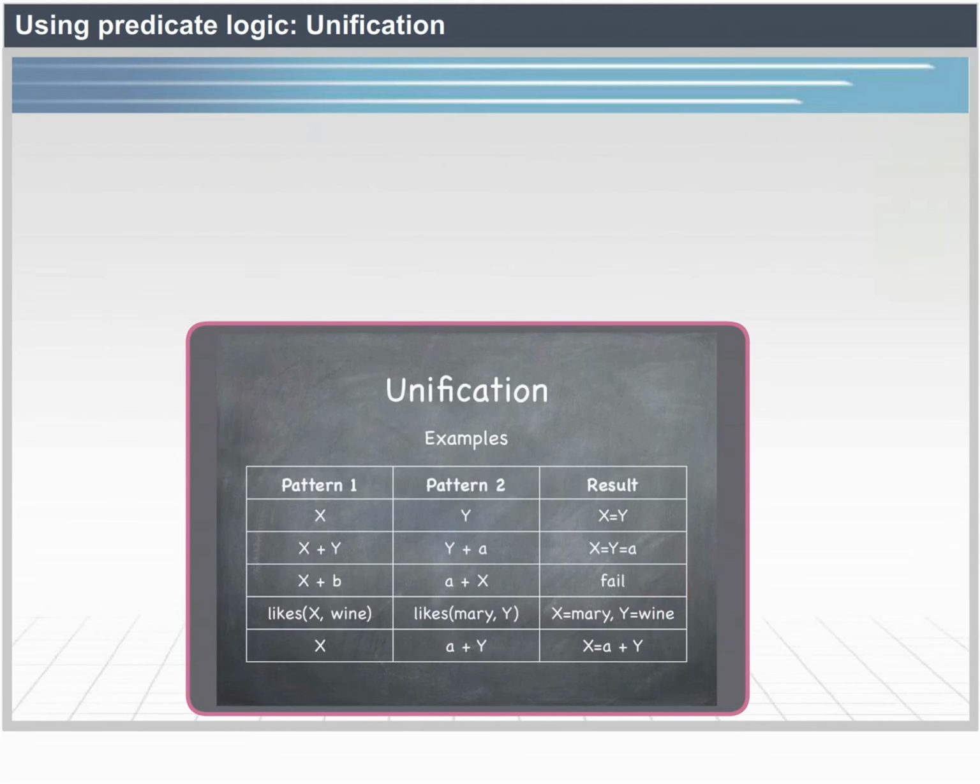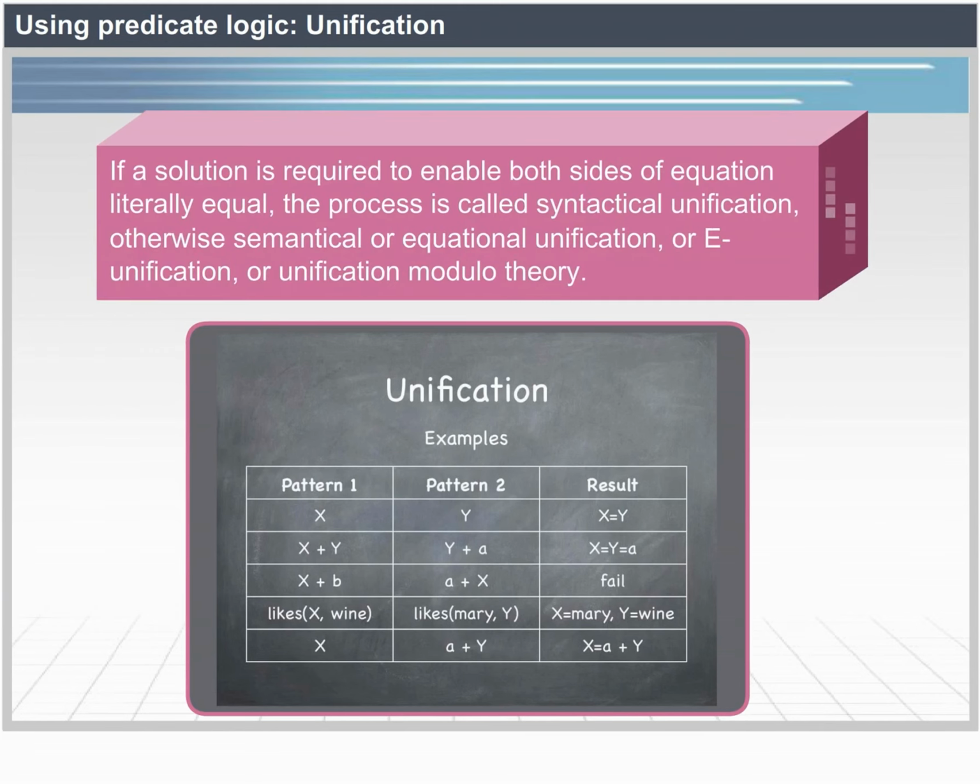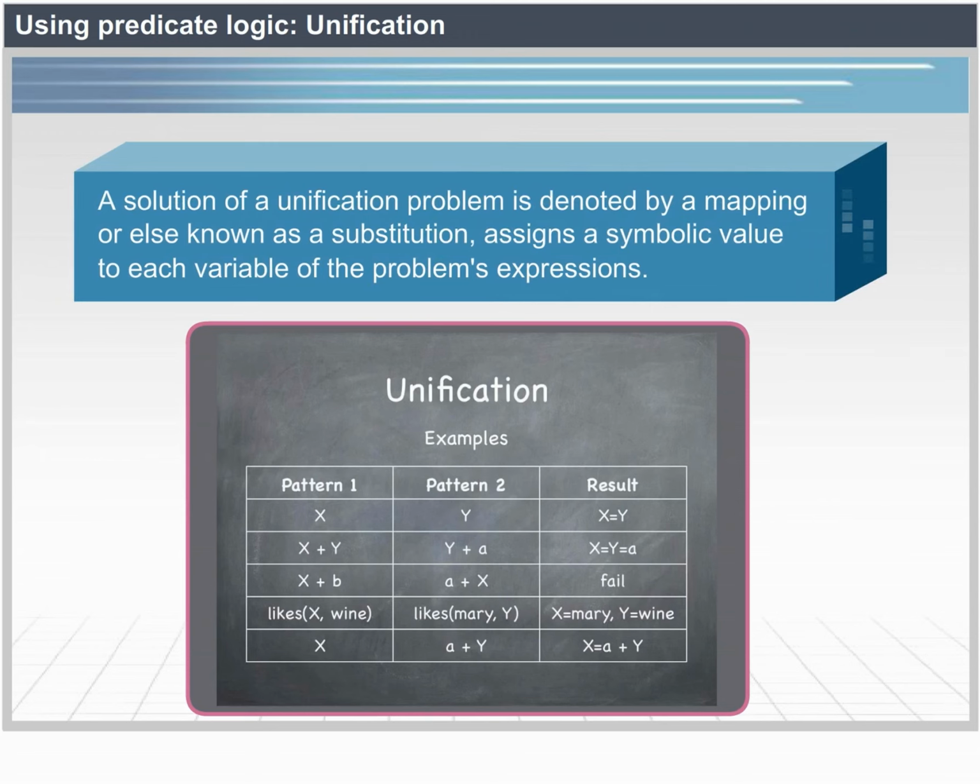If a solution is required to make both sides of the equation literally equal, the process is called syntactical unification. Otherwise, it is semantical or equational unification, or E-unification, or unification modulo theory. A solution of a unification problem is denoted by a mapping, otherwise known as a substitution, which assigns a symbolic value to each variable of the problem's expressions.